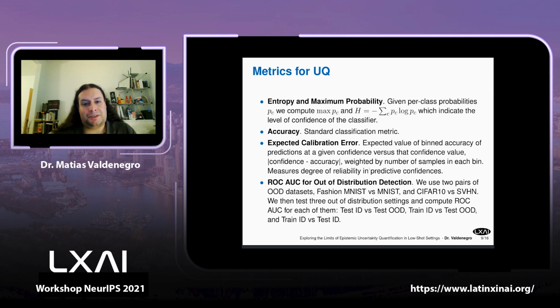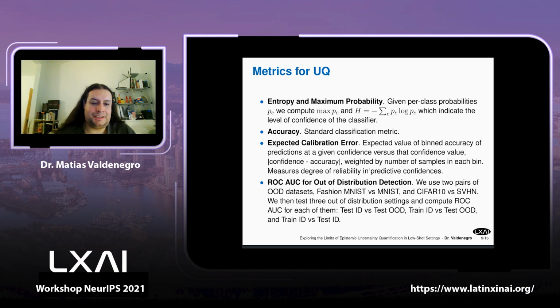We also look at the expected calibration error, which is basically a measure of how much we can trust the confidence of a classifier. It's the difference between the confidence and the accuracy of a model. You basically put the predictions into bins by confidence to make a kind of histogram, and then compute for each bin the difference between the predicted confidence and the actual accuracy, which is how many predictions in that bin were correct. And we also perform out-of-distribution detection with these combinations of datasets, basically Fashion MNIST versus MNIST and CIFAR-10 versus SVHN.